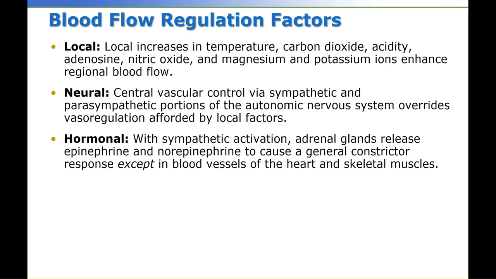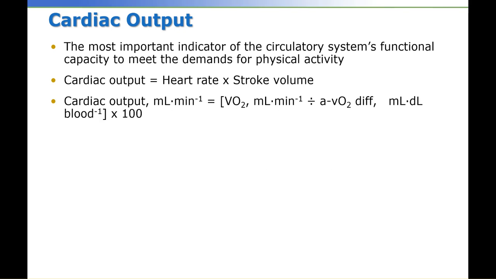So hormonal. With sympathetic activation, adrenal glands release epinephrine and norepinephrine to cause a general constrictor response except in blood vessels of the heart and skeletal muscles. Cardiac output, which is the most important indicator of the circulatory system's functional capacity to meet the demands of physical activity. Cardiac output equals heart rate times stroke volume. And we have stroke volume, which is the ejection of blood with each stroke. And then you have heart rate, which is the beats.